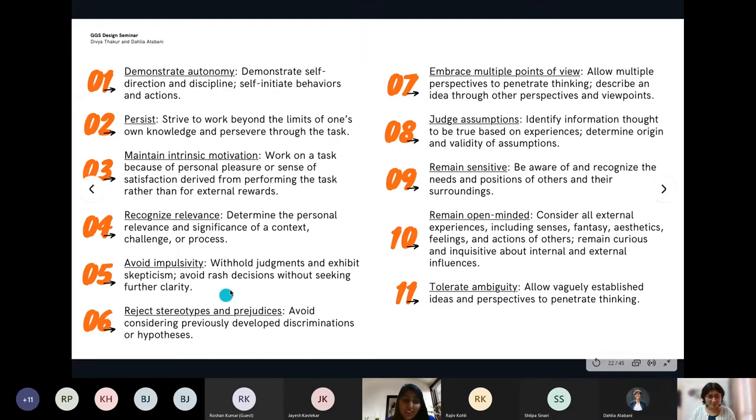The sixth one, reject stereotypes and prejudice. So ma'am is saying that it is critical thinking. So ma'am, would you like to explain it a little bit, why do you think that it is critical thinking?